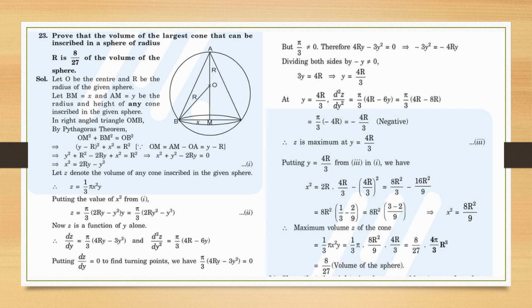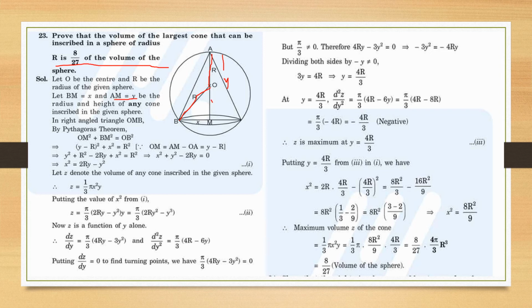Now prove that the volume of the largest cone that can be inscribed in a sphere of radius r is 8 by 27 times the volume of the sphere. So again a cone is inscribed in a sphere and the radius of the sphere is r. So this is r, and this is also here r. And this is not the radius of the cone, don't get confused, for the radius it should touch the end of the sphere. So the radius of the cone is x and its height is taken here as y. This AM is y.